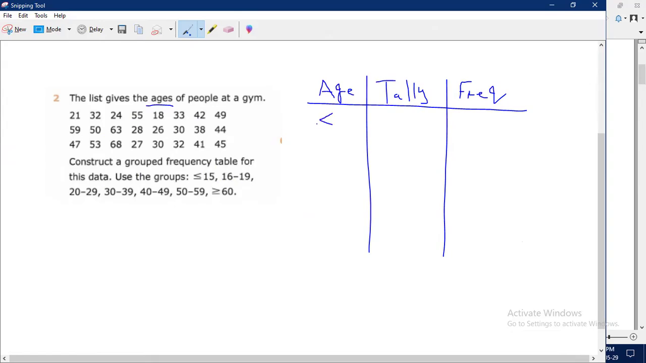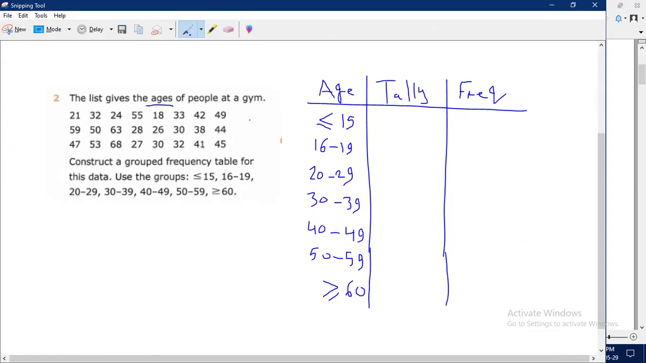So the ages are 15 or less, from 16 to 19, from 20 to 29, 30 to 39, 40 to 49, 50 to 59, and the last group is greater than or equal to 60 years old.